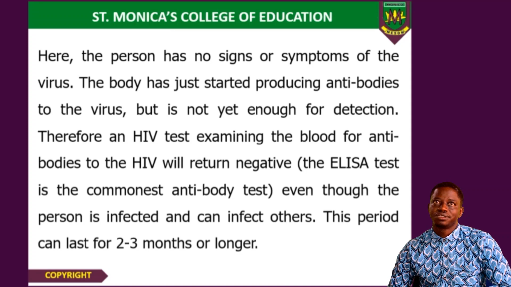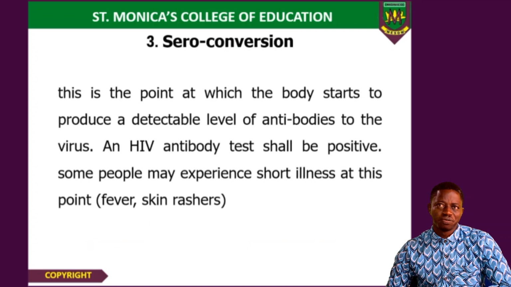Then let's look at the third stage. We call it seroconversion. And it is not conversion, it's seroconversion. This is the point at which the body starts to produce detectable levels of antibodies to the virus. So an HIV antibody test shall be positive. Some people may experience short illnesses at this point, fever, skin rashes, and others. So at this particular point, stage 3, when they subject the blood to an antibody test, the results will be positive.